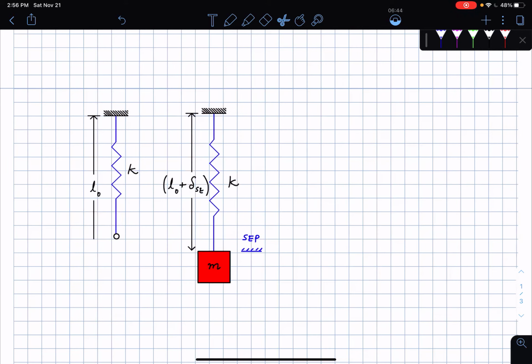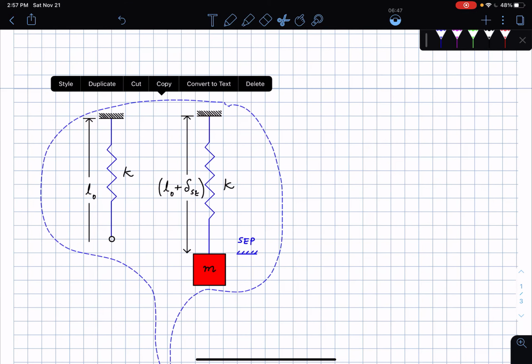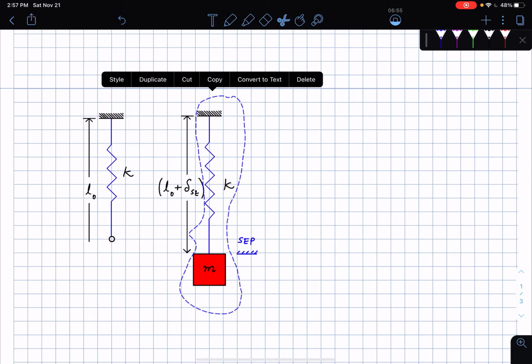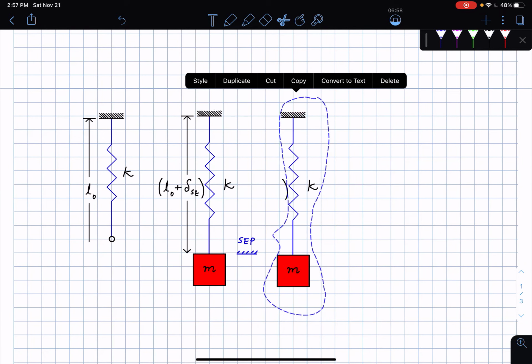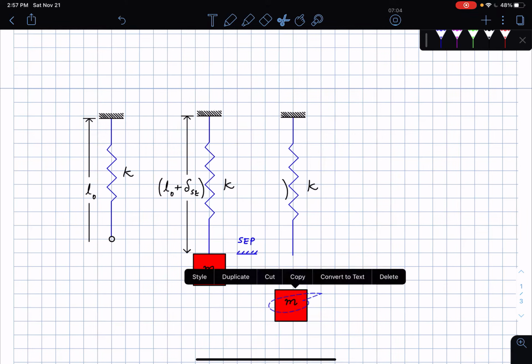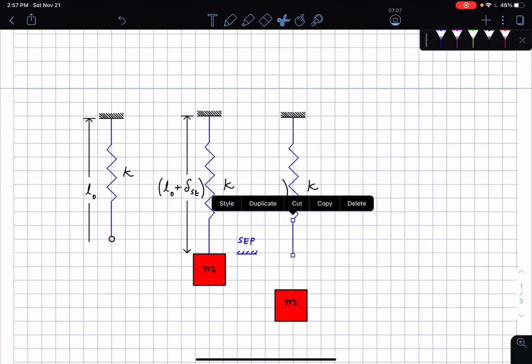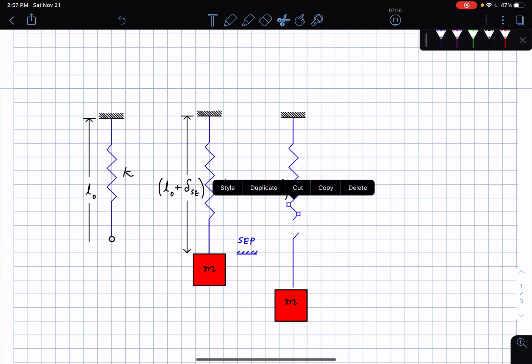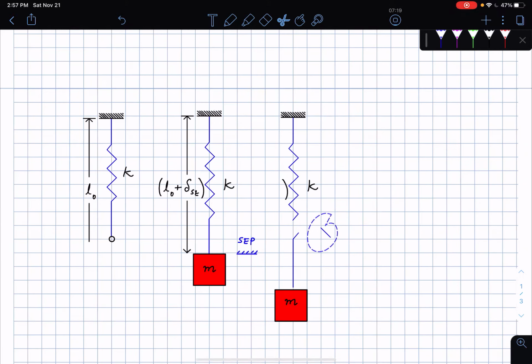So from the SEP, now I'm going to take the mass and then deflect it by a certain amount, which means that I'm going to take this creature here and redraw it, maybe stretch it a little more. Okay, so this is going to be deflected down by a certain amount from the SEP, and let's say that this is the way things are. Okay, so now the spring is stretched by a certain amount.